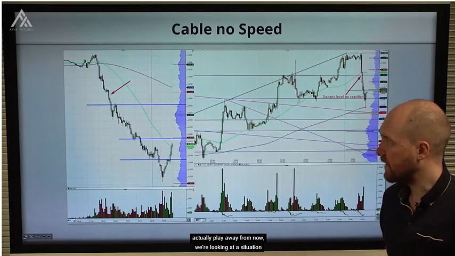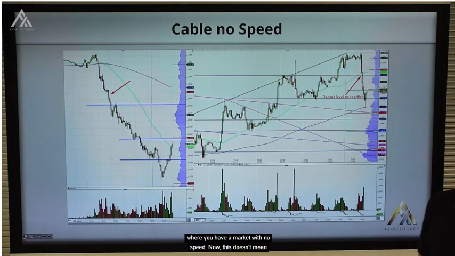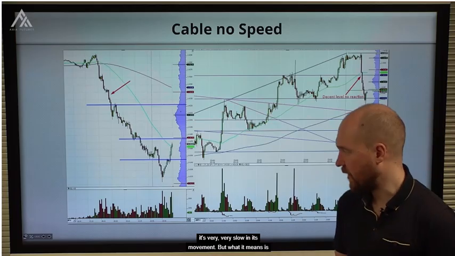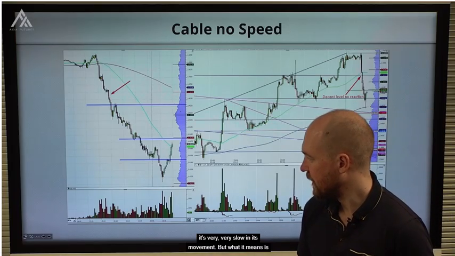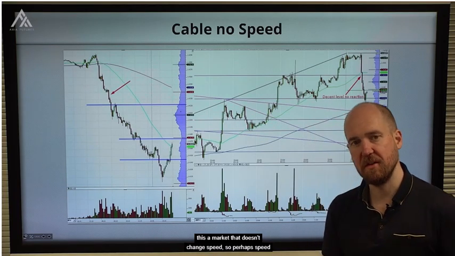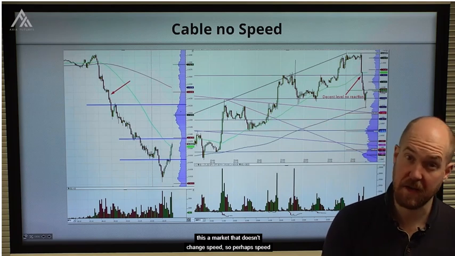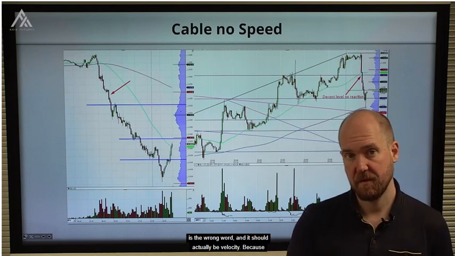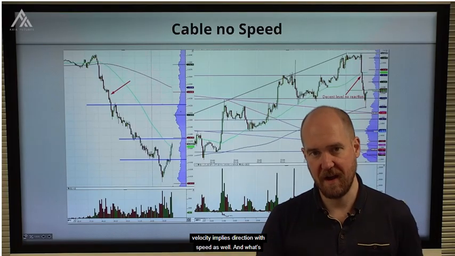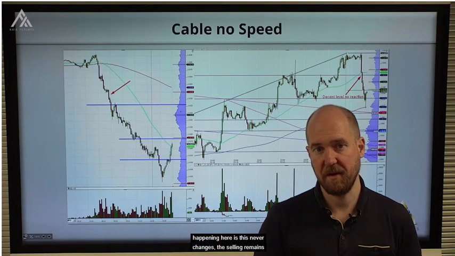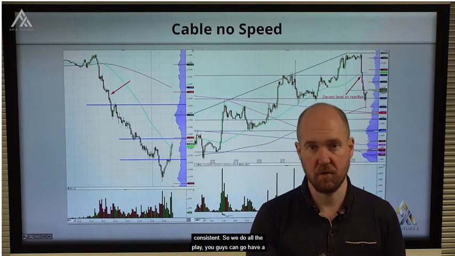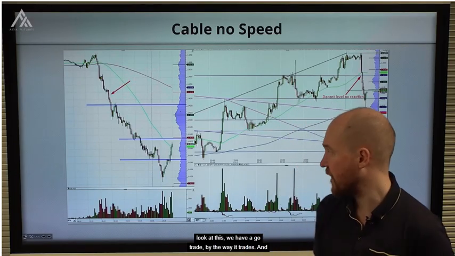Now, we're going to look at a situation where you have a market with no speed. This doesn't mean it's very, very slow in its movement. What it means is this is a market that doesn't change speed. So perhaps speed is the wrong word, and it should actually be velocity, because velocity implies direction with speed as well. And what's happening here is this never changes. The selling remains consistent. When we do order flow, you guys can go and have a look at this and have a go at trading this.